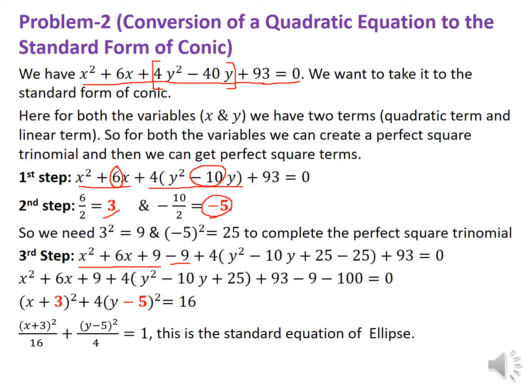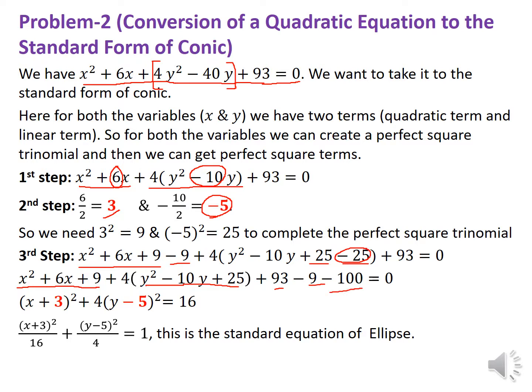Again we have added 25 to the expression of variable y, and since there was no 25 before, we have also subtracted 25 from these expressions. So now we have separated the perfect square trinomial terms here, x square plus 6x plus 9 and y square negative 10y plus 25, and all the other terms have been separated. Look here, 9 minus 9, and since we have negative 25 times 4 here, we have negative 100 here.